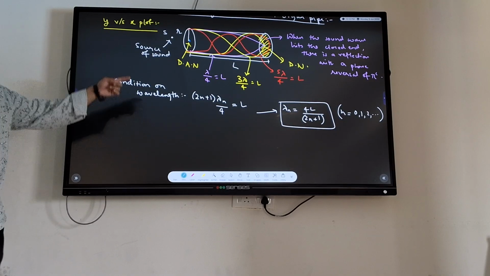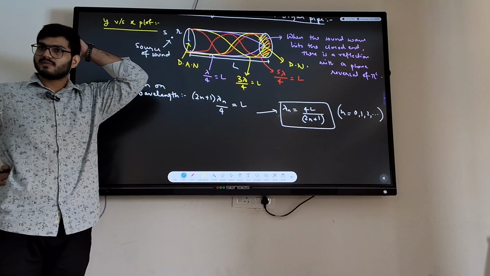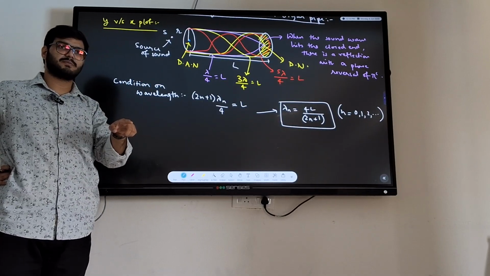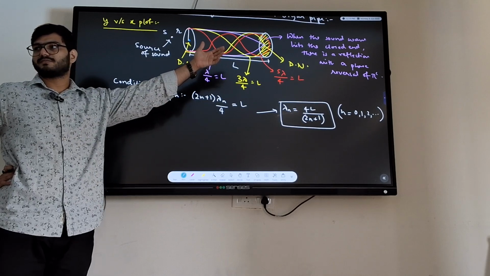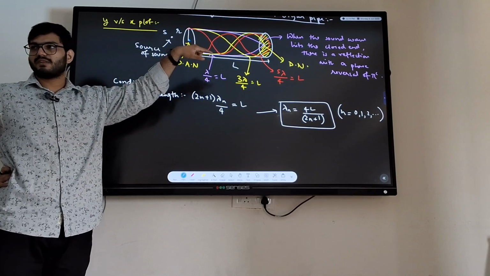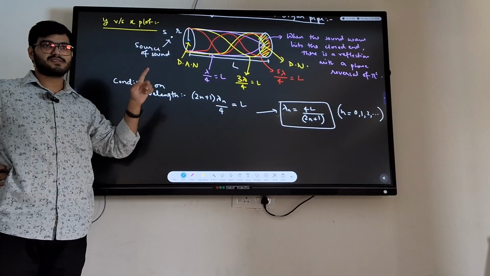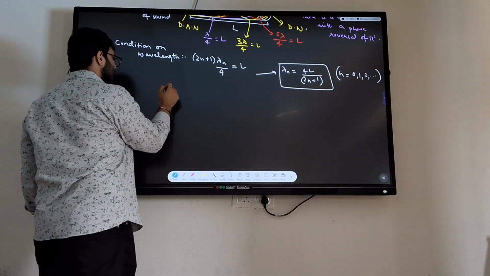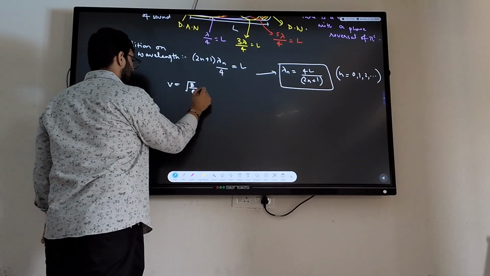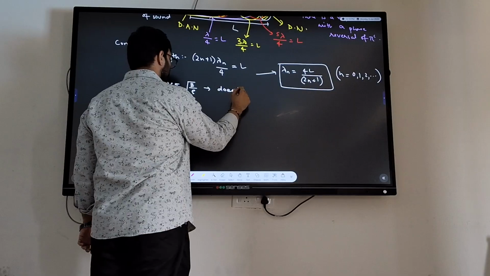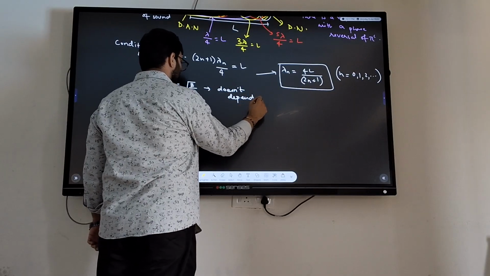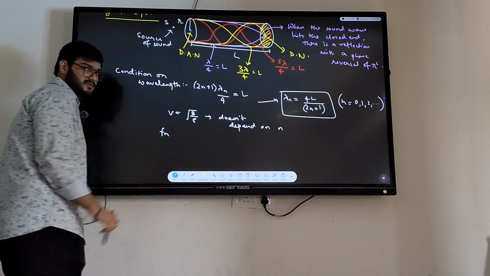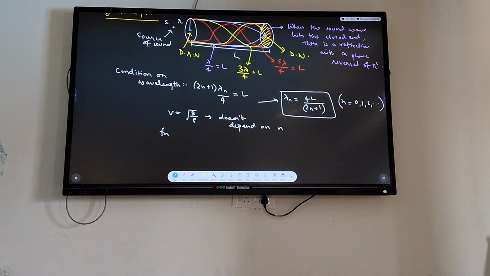By the way, will the velocity of all these modes change? No, because velocity depends on bulk modulus divided by density of the medium, and density of the medium doesn't change. On an average it will be the same for all of the modes, and bulk modulus doesn't change as well. So V is going to be same. V doesn't depend on n or the number of mode. Then what is the frequency given to be? V equal to F lambda, then F equal to V by lambda.